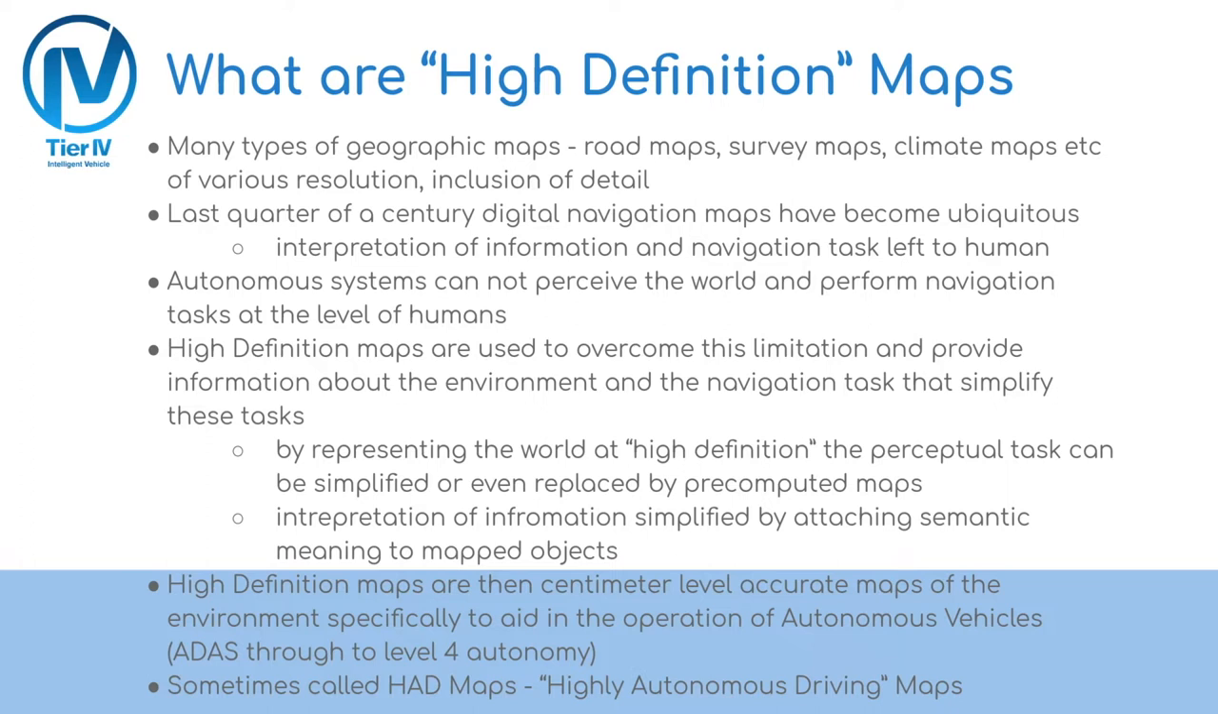As a general definition, high-definition maps can be said to be centimeter-level accurate maps of the environment, specifically designed to aid in the operation of autonomous vehicles, from assisted driving right through to fully autonomous vehicles. As such, they are sometimes called HAD maps, or highly automated driving maps.